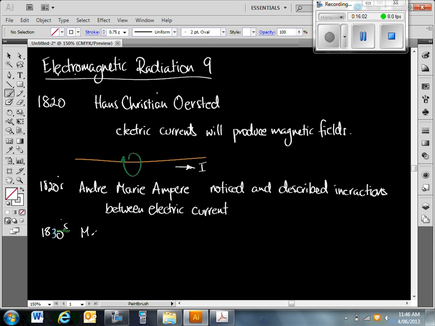Michael Faraday. Yeah, you'll have heard Faraday's law. He was English, and he looked at EM induction, electromagnetic induction, which is that electric fields induce magnetic fields and vice versa. Yeah, okay. 1860, so we get a little bit later, and this isn't that long ago.